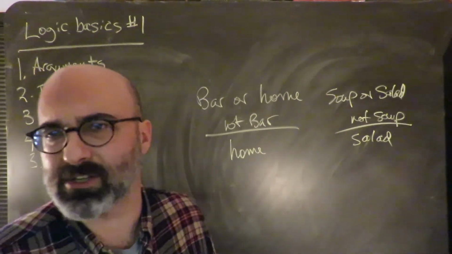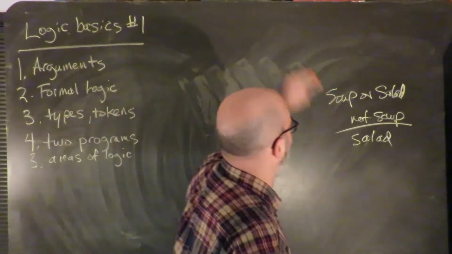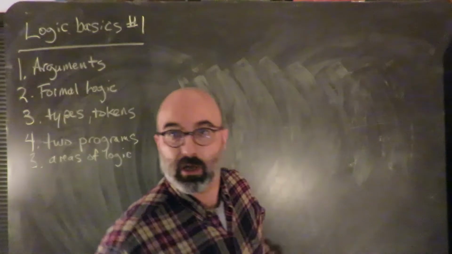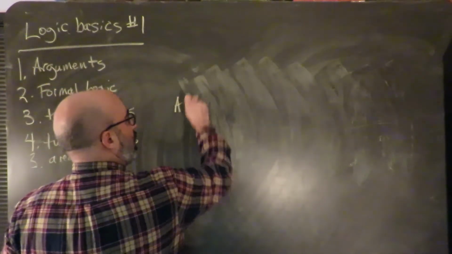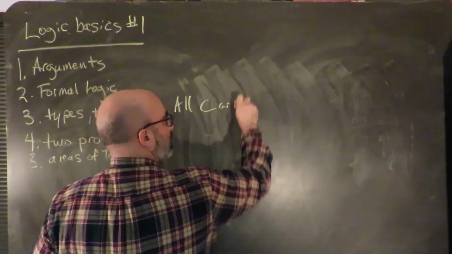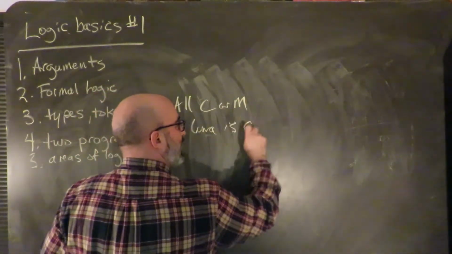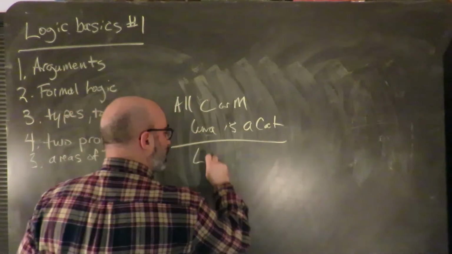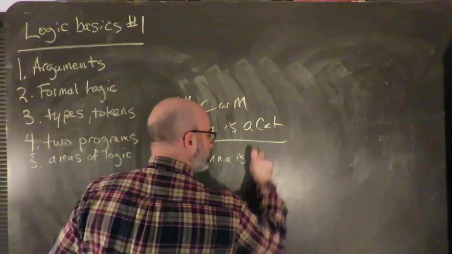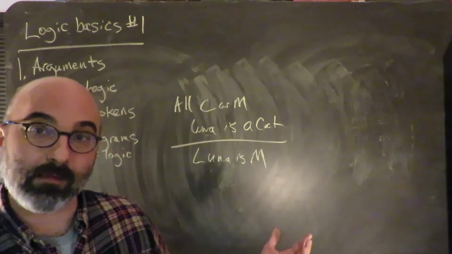Here's another one that's very simple. Let's imagine that we're reasoning about some cat named Luna. She's my cat. So we'd say something like, all cats are mammals. Luna is a cat. So we know that Luna's a mammal. Right? Now, again, the thought here is that we could do the same thing with all sorts of other things.